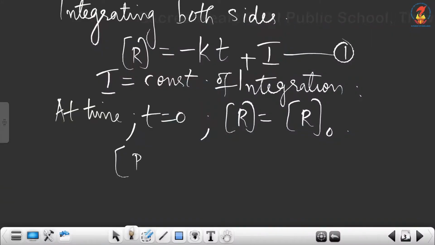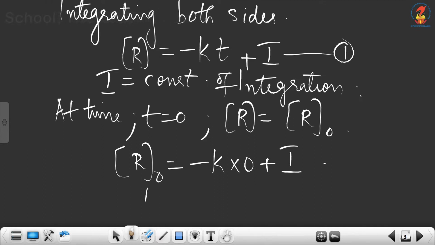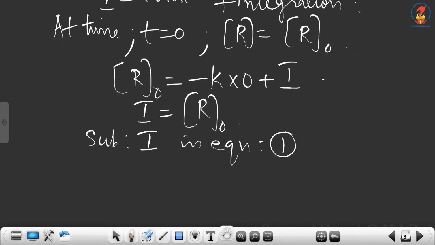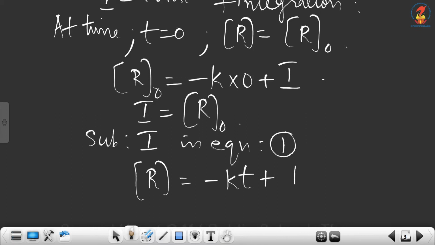concentration of R0 is equal to minus k into 0 plus I, because when R is equal to R0, t is equal to 0, and plus I. So, from this I will get the expression for I, that is I is equal to R0. Now, you substitute I in equation number 1. So, when you substitute, you get the expression as concentration of R is equal to minus kt plus R0.